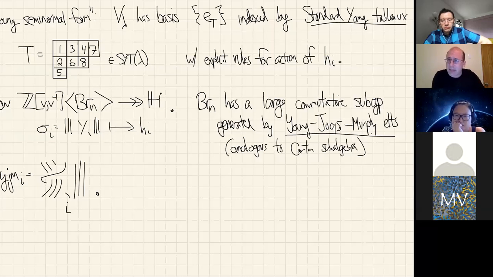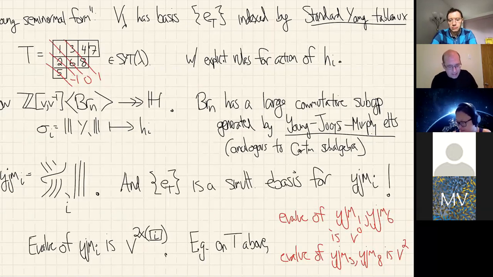And this thing is going to be simultaneously diagonalizable. You should think of this as the analog in the Hecke algebra of the Cartan subalgebra. So when I talk about YJM_i, I could mean this element of the braid group, or I could mean the image in the Hecke algebra. And it turns out that these basis vectors are a simultaneous eigenbasis for the YJMs. So the eigenvalue of YJM_i is v to the twice the content of the ith box. So the content is which diagonal you're on. So YJM3 has eigenvalue v squared, as does YJM8. YJM2 has eigenvalue v to the minus 2.